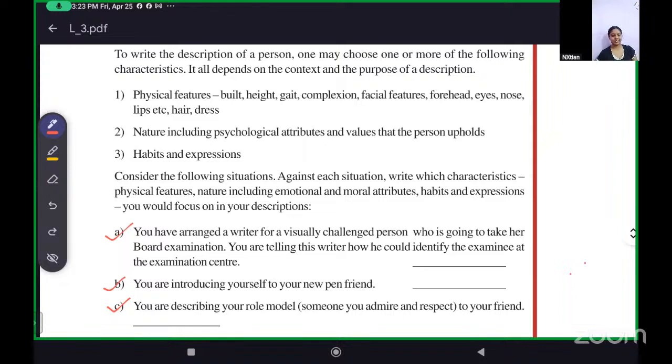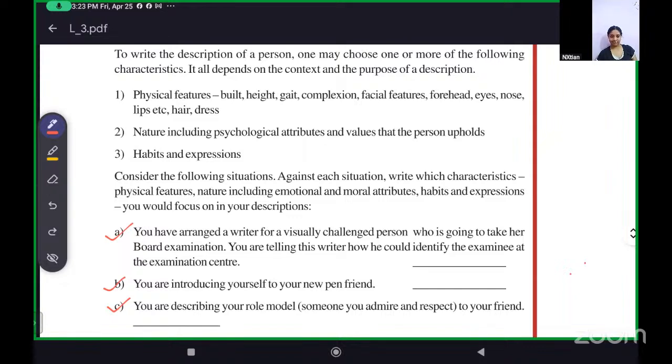What is an examinee? An examinee is a person who is going to give an examination. You're telling this writer how he would. That is the examinee. So the writer is going to write the paper for this examinee, so that she can score, because she cannot see well. She is impaired, so he has to write her paper. Okay, then I'll tell him.